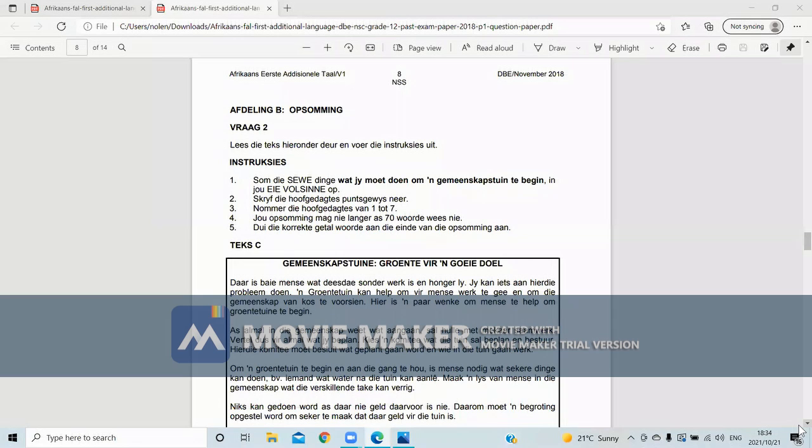Okay, let's start. We're going to go all the way to the end of this paper from here. Opsomming obviously means summary. So you're going to read the text, and then follow these instructions. A big mistake is that people don't read these instructions, because they tell you exactly what they want from you, and it actually makes it easier. So the first part says, sum up the 7 things you must do to start a community garden.